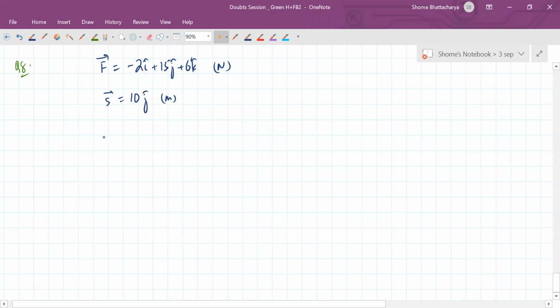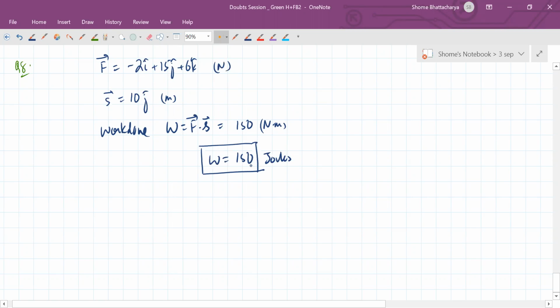So work done is the dot product of force and displacement. So when you take this dot product, you can see it will become 150 Newton meters or 150 joules. That is the work done. Okay. Let's move on to question 11 next.